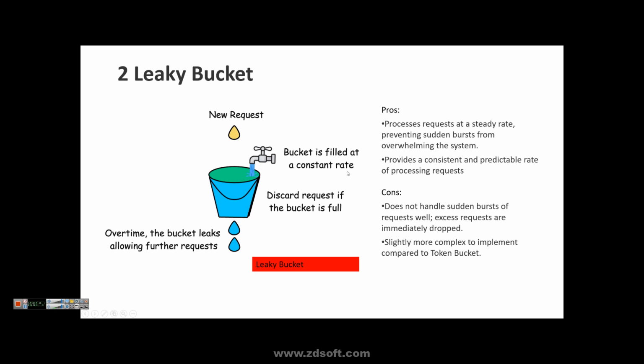The pros of this algorithm are that it processes requests at a steady rate, preventing sudden bursts from overwhelming the system, and it also provides a consistent and predictable rate for processing requests. The cons of the leaky bucket are that it does not handle sudden bursts of requests well. Excess requests are immediately dropped, and it is slightly more complex to implement compared to the token bucket.